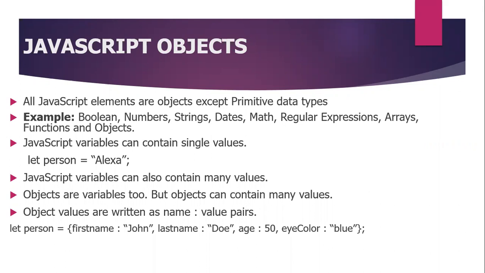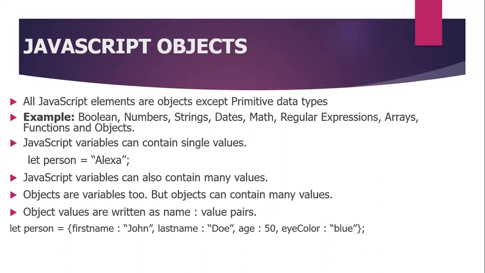JavaScript variables can contain single values. For example, I am declaring a variable person. So person now will be an object. For declaring an object, we use the let keyword. So the possible keywords that can be used in JavaScript are let, var, and const. So let person is equal to, I'm assigning the value Alexa.